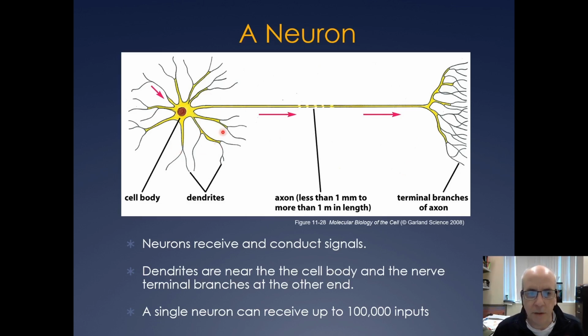So ultimately, the neurons receive inputs, and then depending on it, they integrate those inputs, and they'll either fire or not fire, and then an action potential can come down, and then you'll have fusion of neurotransmitter vesicles in the terminal branches of the axon.